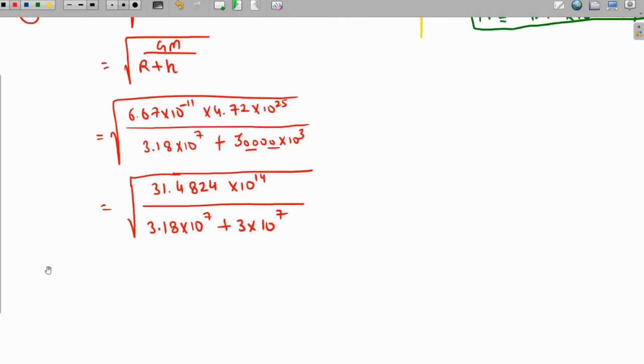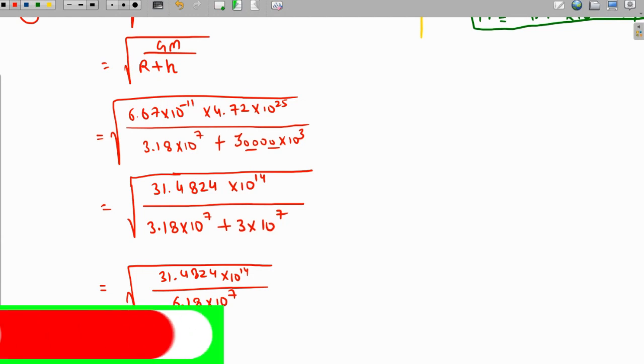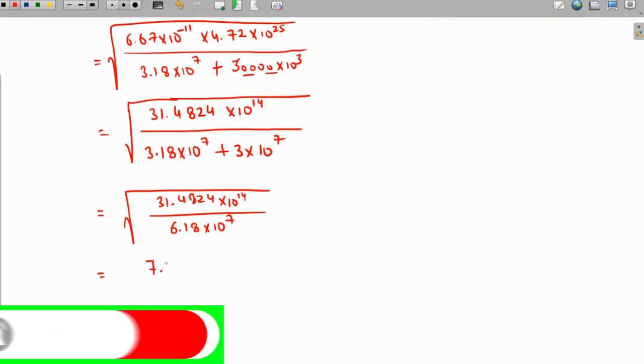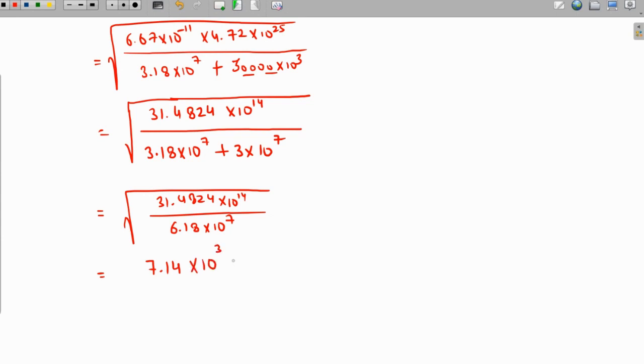These are with the same power, so they can be added, keeping the power the same. So this will become 31.4824 times 10 raised to 14 over 6.18 times 10 raised to 7. The square root of this value comes out as, so finally the answer comes out as 7.14 times 10 raised to 3 meters per second.